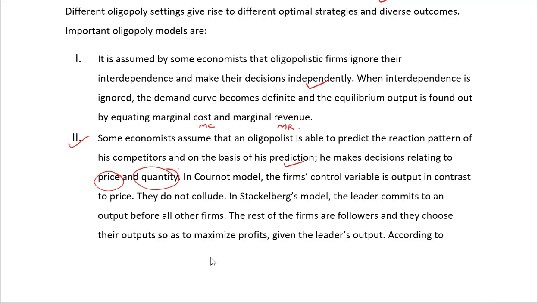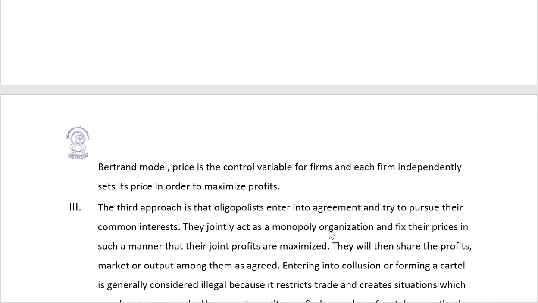In the Cournot model, the control variable of the firms is output, in contrast to price. They do not collude with each other. In Stackelberg's model, the leader commits to an output before all other firms, and the rest of the firms are followers and they choose their output so as to maximize profit given the leader's output. According to the Bertrand model, price is the control variable of the firms, and each firm independently sets the price in order to maximize its profits.